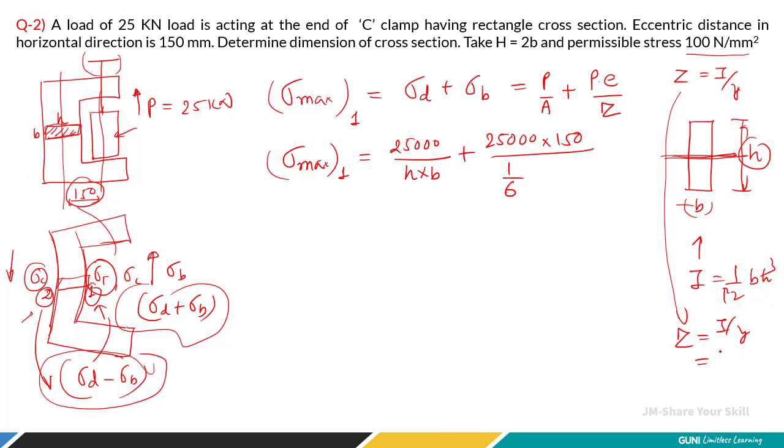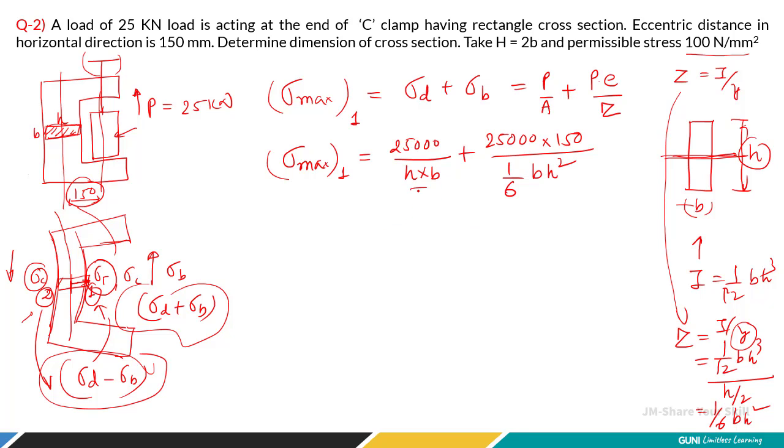So let me replace the value: 1 by 12 b h cube divided by the distance at which the maximum bending stress is developed, right? From the pure bending theory, we know the bending stress is maximum at the outermost layer. So from the neutral axis, the outermost layer is basically half of the height. So I am going to take h by 2, and the section modulus Z is 1 by 6 b h square. So let me put the value here, b h square.